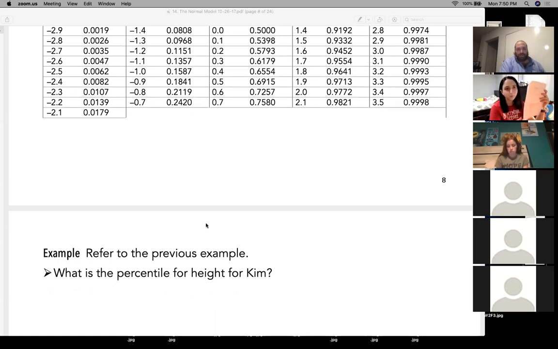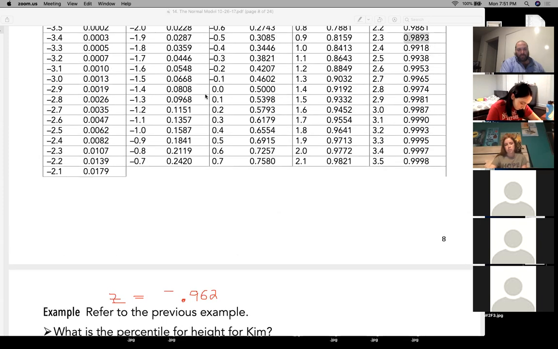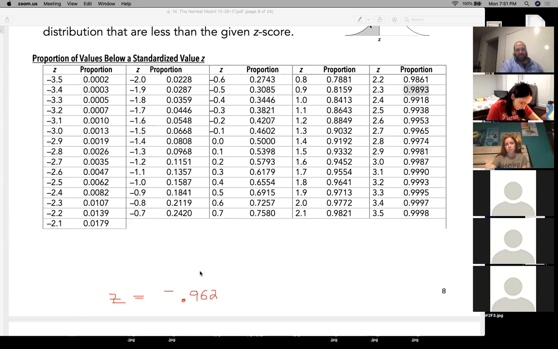Negative 0.962. That was her z-score. So what we're going to do is go back to my table and look for a z-score of negative 0.962. That's between these two numbers here, right? Negative 0.9 is this, negative 1 is this. It seems to be about halfway in between.